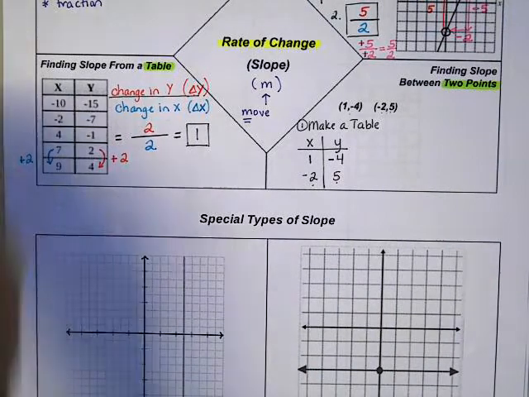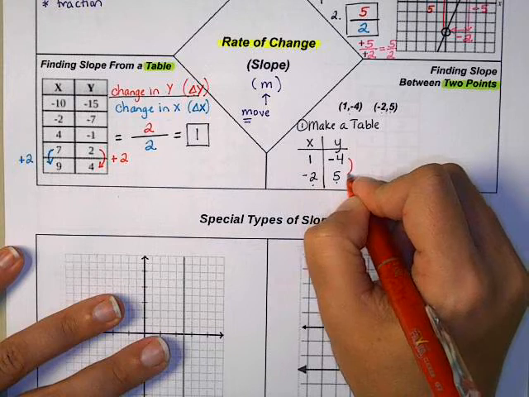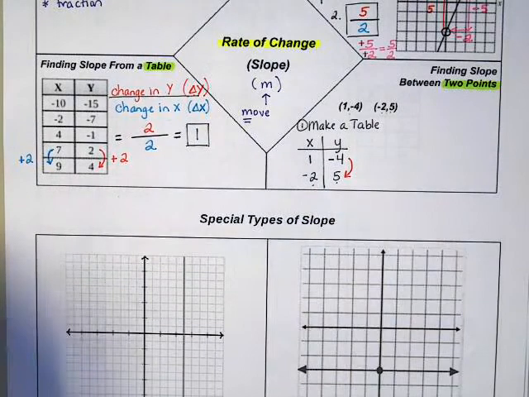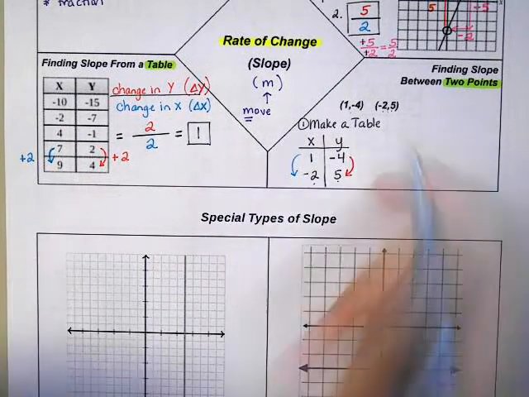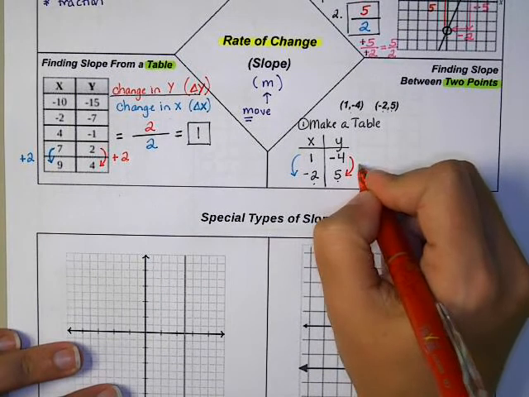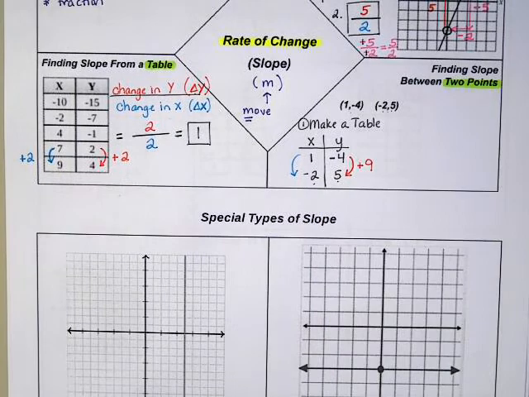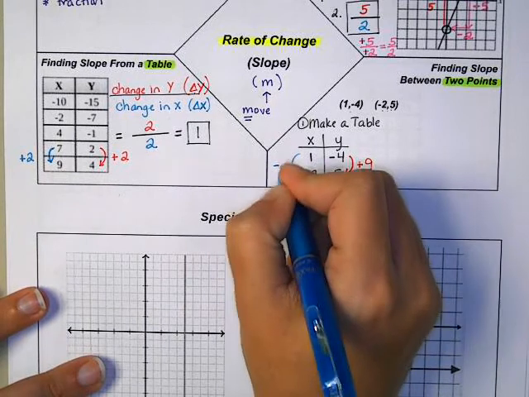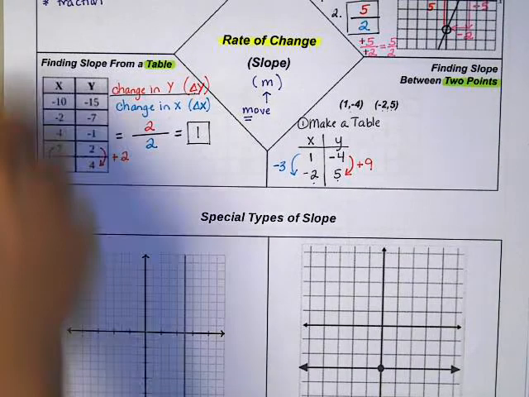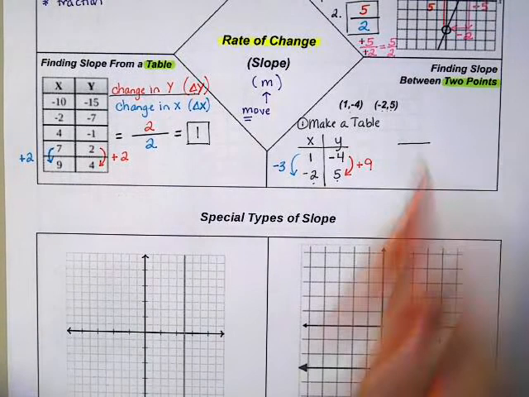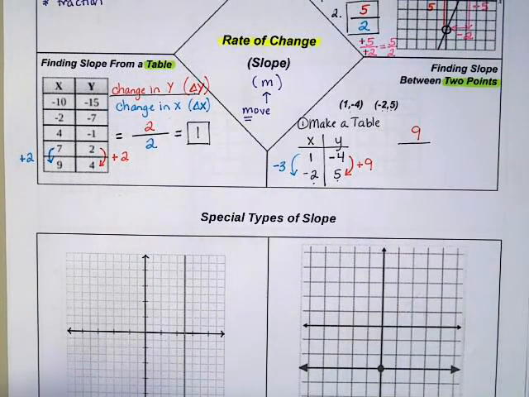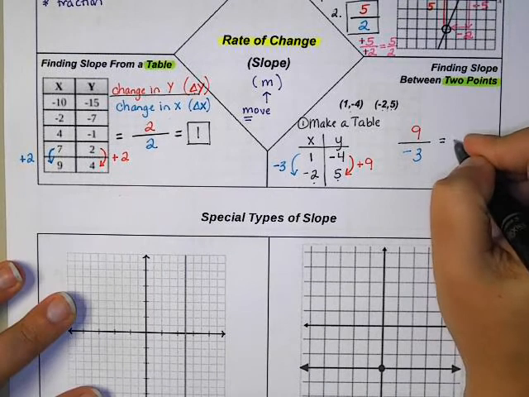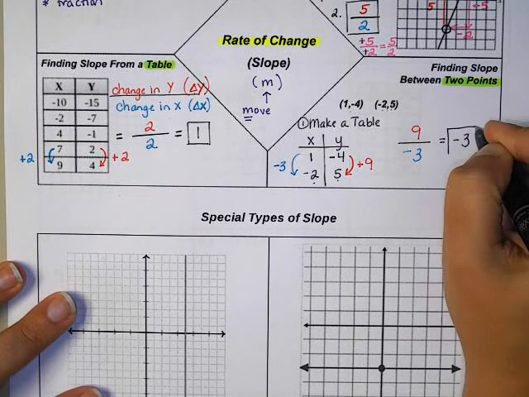Now I'm going to do the same thing I did in the previous problem. Find the pattern of the y's and find the pattern of the x's. So to go from negative 4 to 5, I add 9. And to go from 1 to -2, I subtract 3. Therefore, my fraction that I'm going to make is 9 divided by -3. Now, 9 divided by -3 is an example of another fraction that simplifies nicely to just be -3.